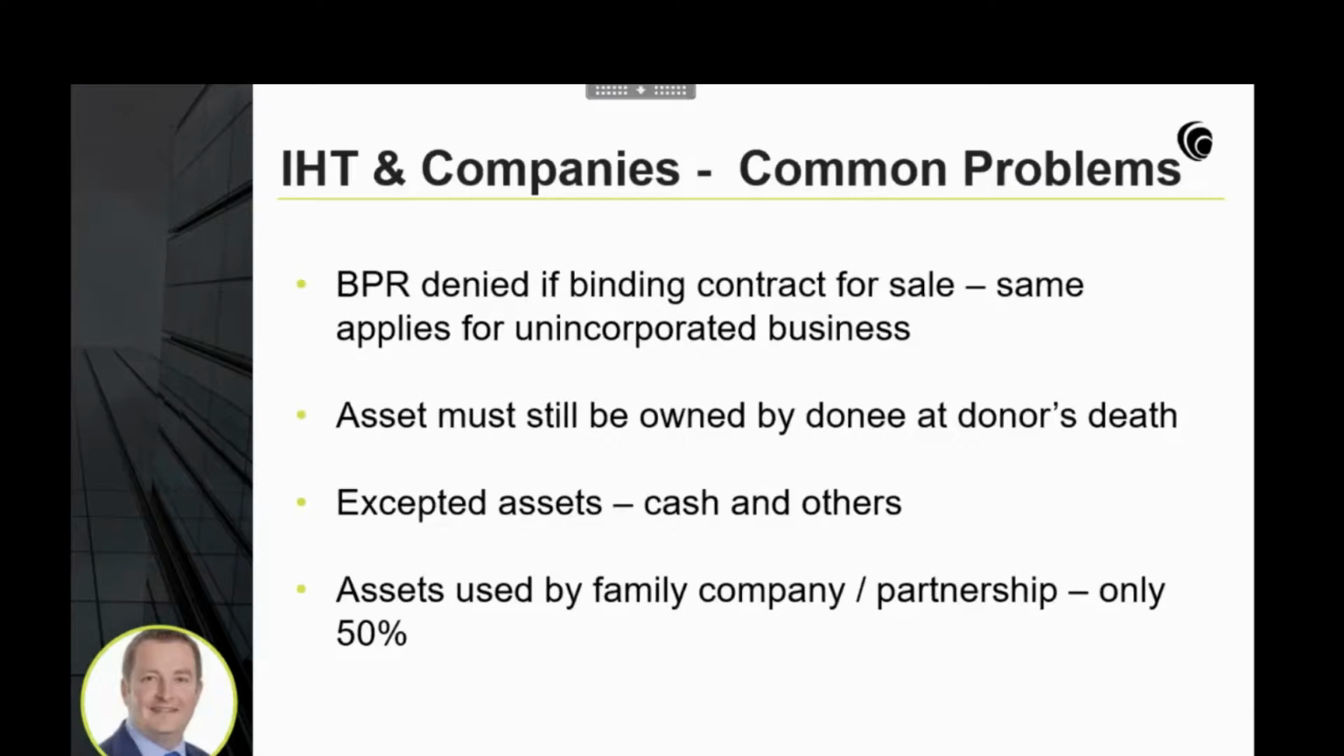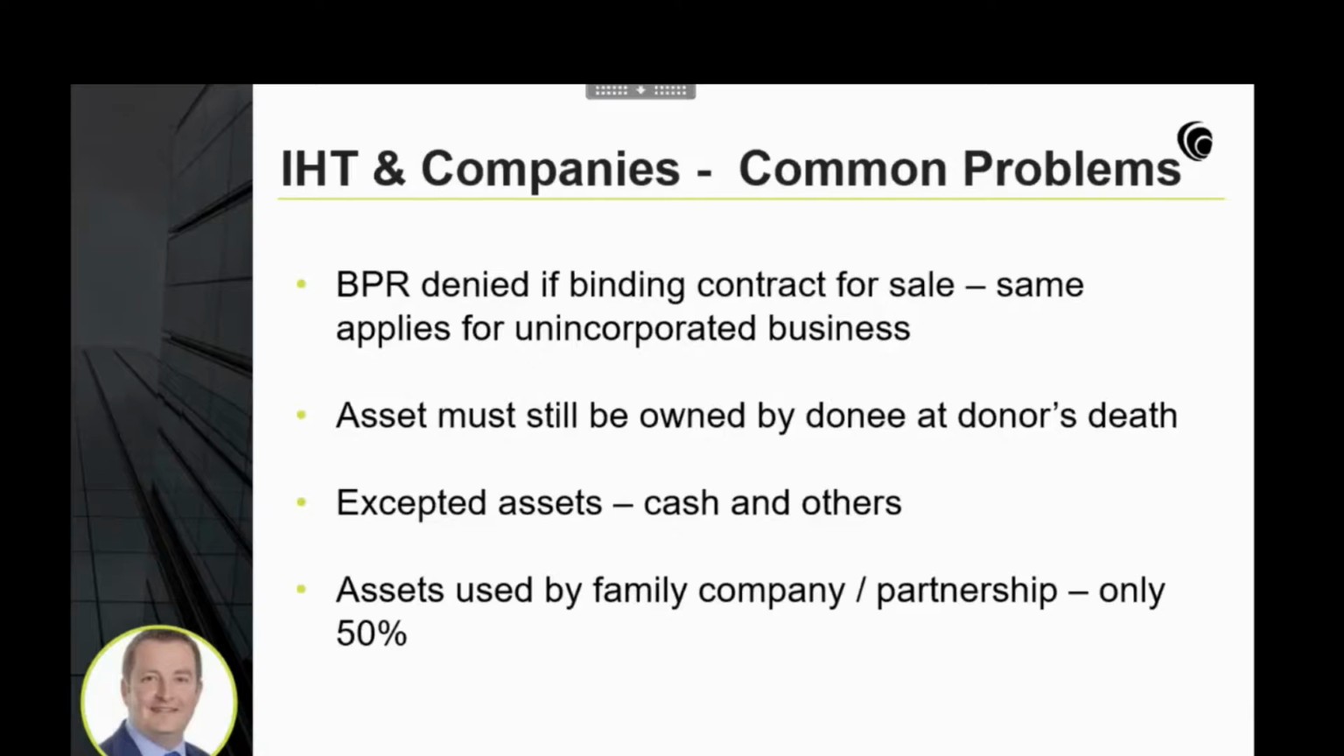In terms of business property relief problem areas, it says on the slide here IHT and companies, but they're broadly the same for unincorporated and incorporated businesses. In that, one, if there's a binding contract for sale, then business property relief is not available. So care needs to be taken here when drafting partnership agreements in the case of a partnership, obviously, and shareholders agreements in the case of companies, to ensure that upon the death of a partner or shareholder, the provisions do not require the purchase of the deceased's interests, which of course would be a binding contract for sale. There are ways of getting around that and effectively come up with the same thing.